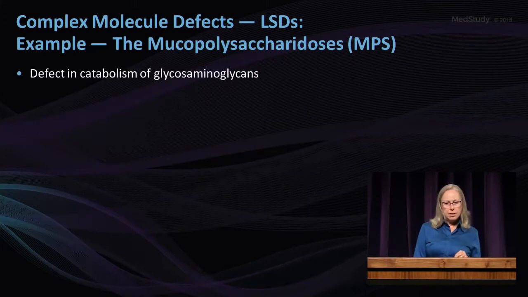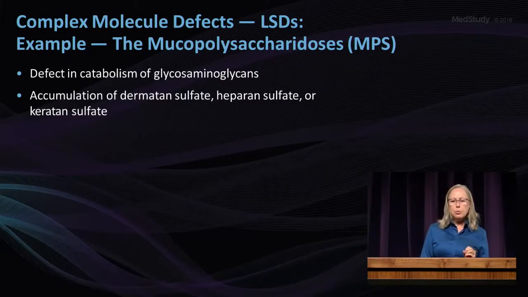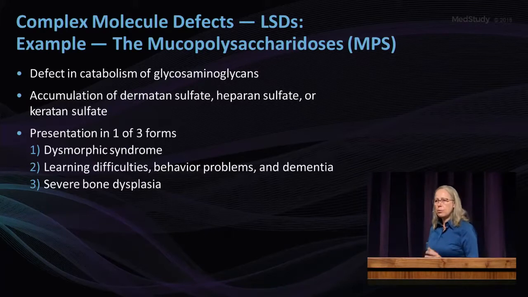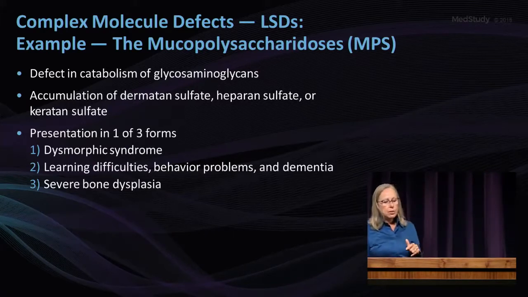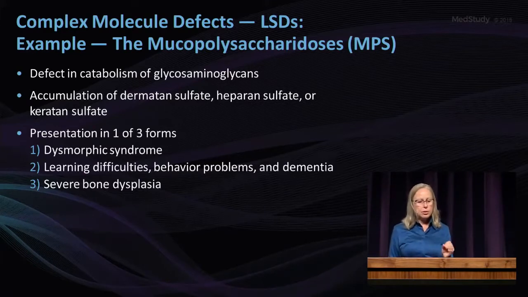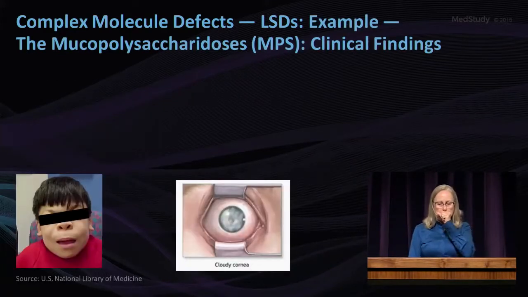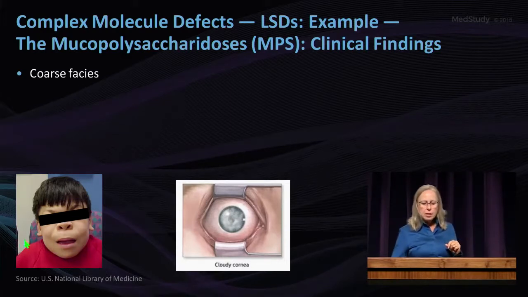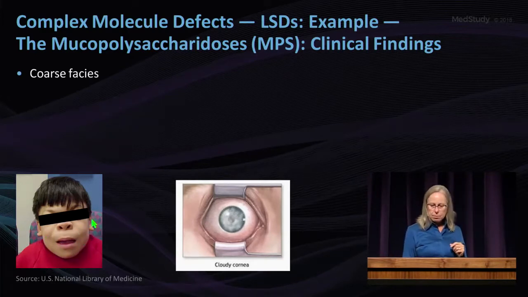Mucopolysaccharidoses are the ones they love to test on. This is a defect in catabolism of glycosaminoglycans, and you get accumulation of dermatan, heparan, or keratan sulfate. And there's one of three forms for the presentation. There are ones with dysmorphic findings, ones with learning difficulties, behavior problems, and dementia, and then a severe bone dysplasia. So what you're looking for are these coarse facial features because the soft tissues are collecting the mucopolysaccharides. So you see here that the cheeks are full and the face looks very thickened.